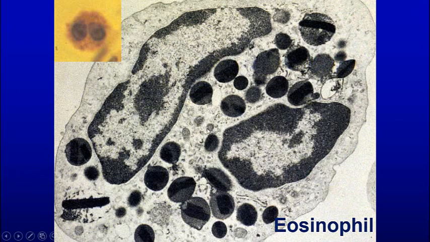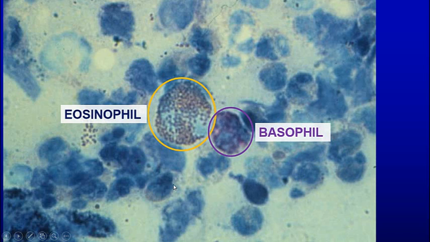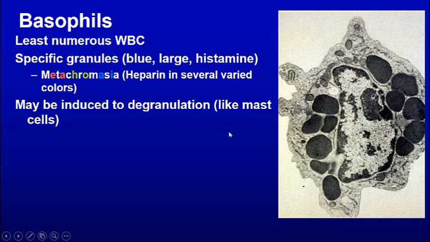Here we see an eosinophil with electron micrographic view. Has these big granules, which we can see at light microscopic level, but what we can see at EM is that they have a crystalline core. So they have a crystal structure inside the core there. The only type of white blood cell has that. Eosinophil and basophils, red granules and blue granules. And the basophil is least common, doesn't have a crystalline core, but it has metachromasia.